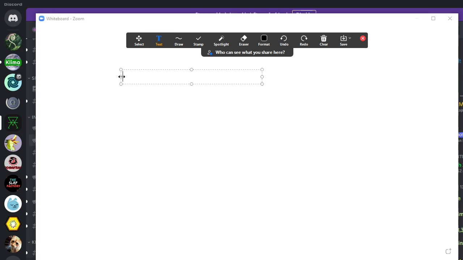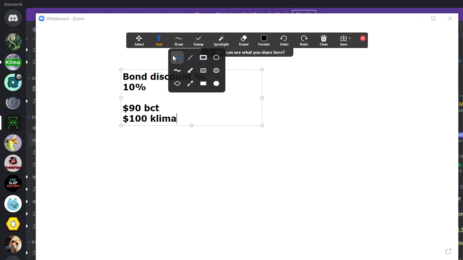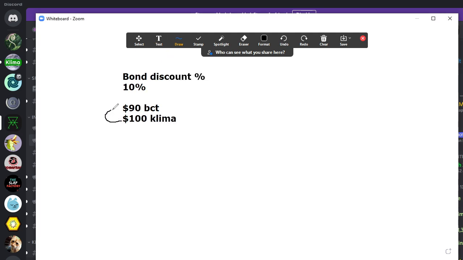So the way we control bonding is through a bond discount percentage. Let's do a little example. Let's say the bond discount percentage is 10%, which would mean we would have to put in $90 worth of BCT to get $100 worth of Klima. That's the 10% we're talking about right there. From 100 to 90 is a decrease of 10%. Okay, so this incentivizes people to bond.